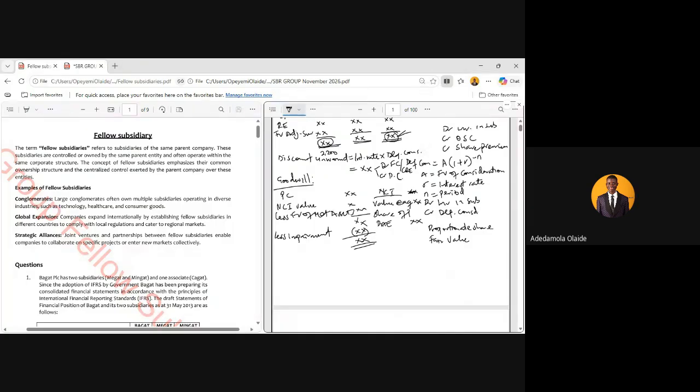Impairment will only be allocated to NCI if NCI was measured at fair value. If NCI is not measured at fair value, NCI cannot share impairment. That is because when NCI is measured at fair value, NCI contributes to the goodwill. But if NCI is measured as proportionate share, it doesn't have goodwill, so it cannot share impairment. Once we do all of that, we sum it up and we've gotten our NCI value.